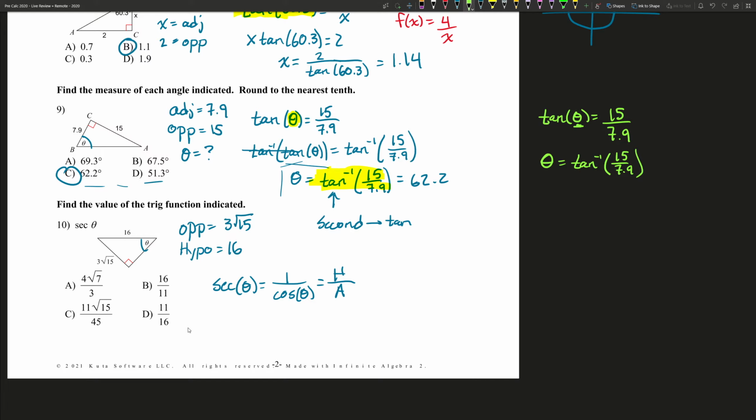Okay, so I'll come back to that here in a second. I do want to finish number 10. So again, secant is hypotenuse over adjacent. So we need the adjacent side. The first thing we need to do is find this side right here. So we need to use a little bit of Pythag. 16 squared should be equal to 3 rad 15 squared plus x squared.